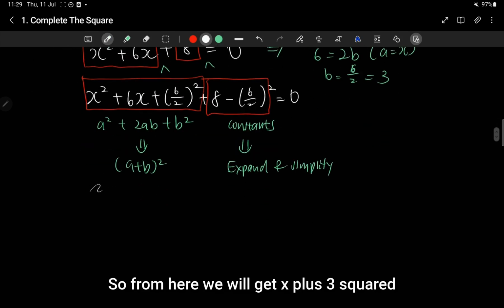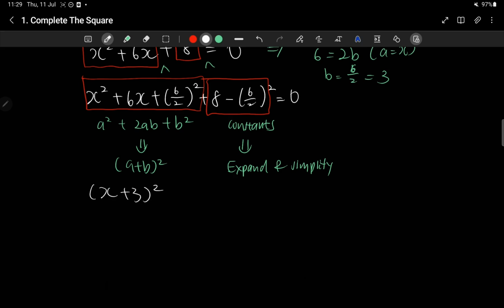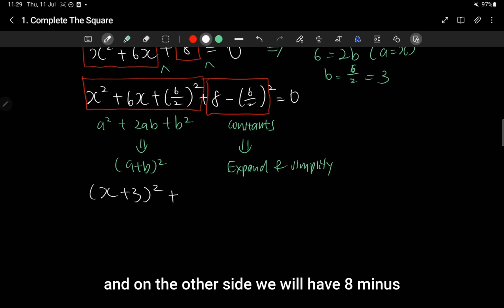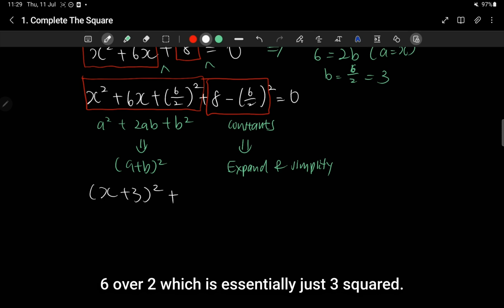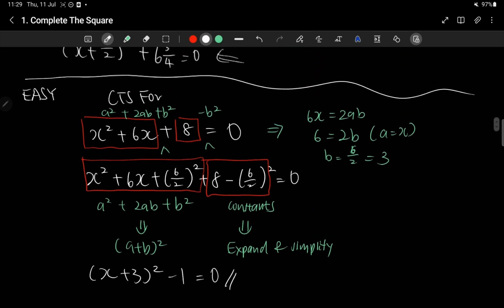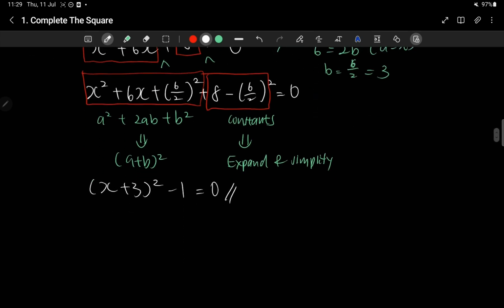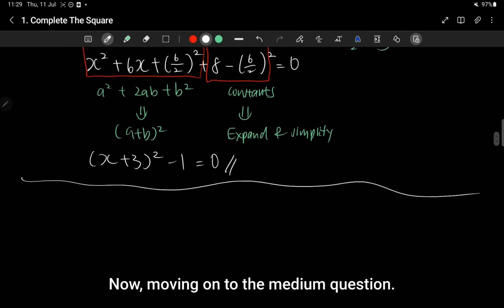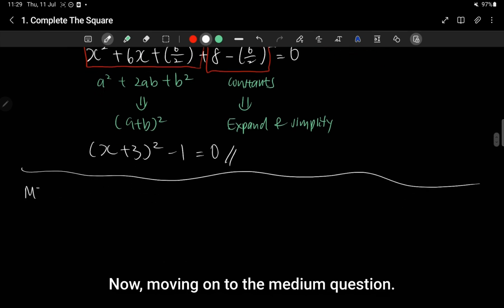So from here, we will get (x + 3) squared. And on the other side, we will have 8 minus 6 over 2, which is essentially just 3 squared. So we will have minus 1 equals 0. And this is your final answer. That's for the easy question. Now, moving on to the medium question.